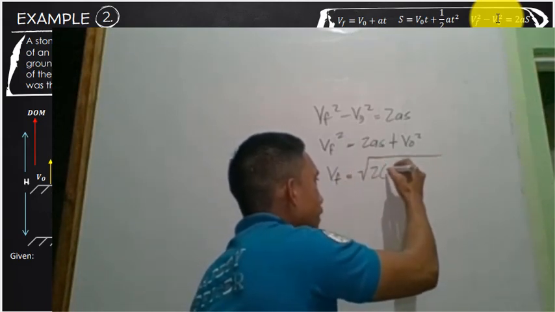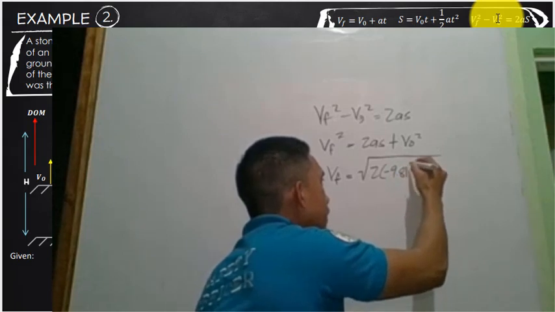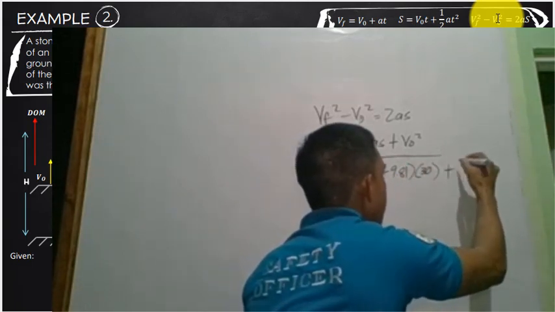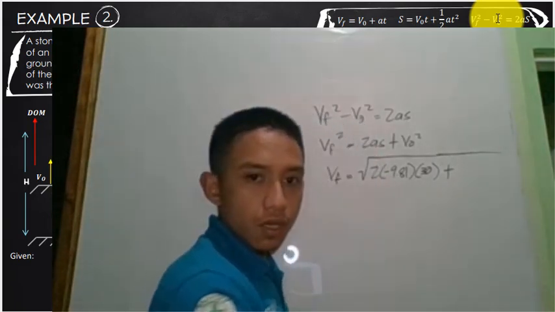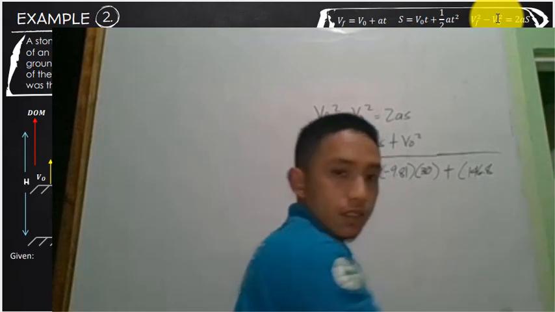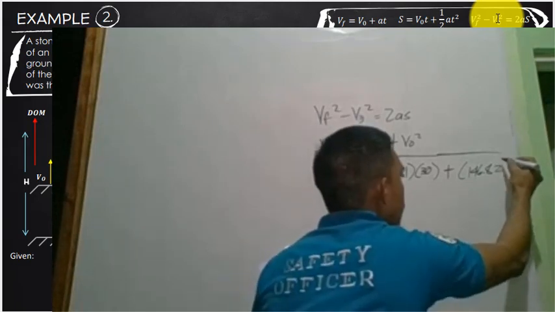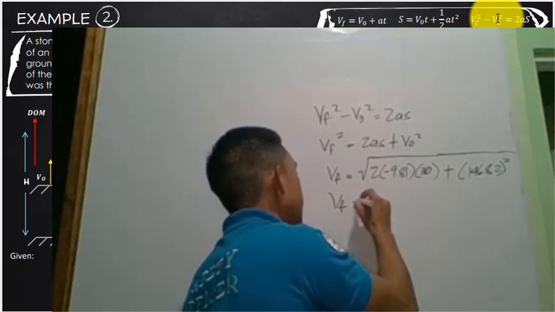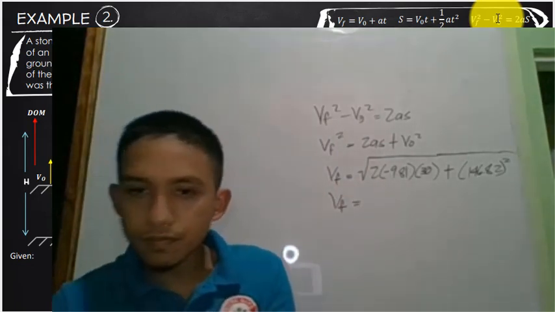What is your A? Negative 9.81. What is your S? 30. Plus VO. What is your VO? 146.82 squared. Do not forget that it's squared. So what is your V sub F? I will calculate that one.